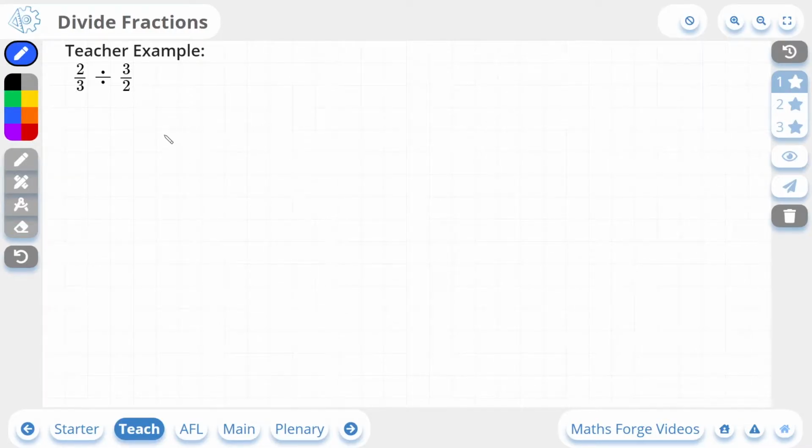In today's lesson we're going to be doing dividing fractions. So let's take a look at our first example. We have 2 over 3 divided by 3 over 2.